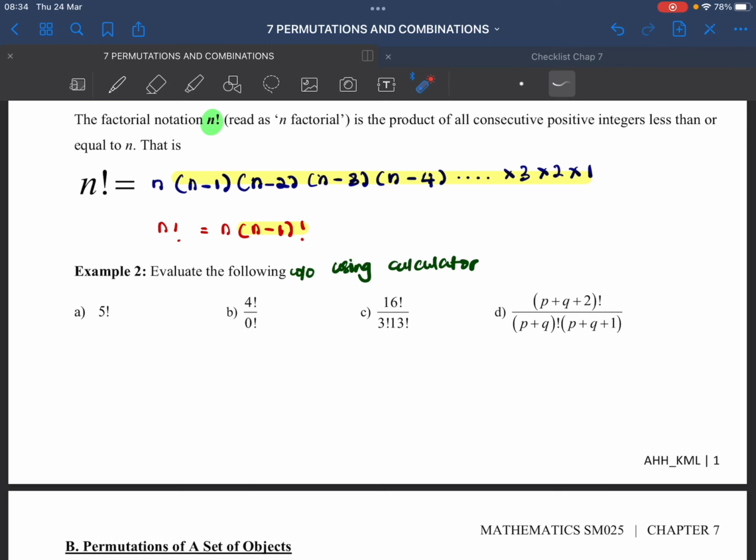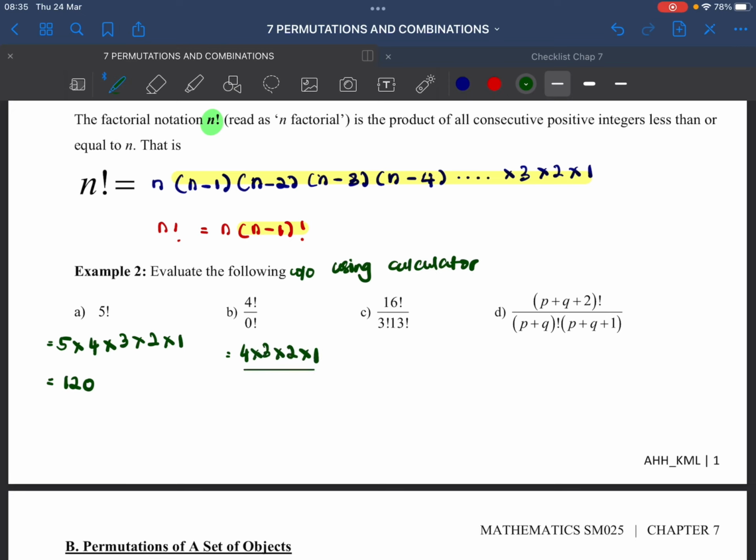So macam mana kalau kita nak tunjukkan jalan kira? 5 factorial is going to be start with 5. Okay, darab dengan 5 minus 1, 4, 4 minus 1, 3, 3 minus 1, 2, 2 minus 1, 1. Okay, so you are going to get 120. So that is what it means by factorial. Okay, sama juga kalau 4 factorial, kita ada 4 multiply by 3 multiply by 2 multiply by 1.